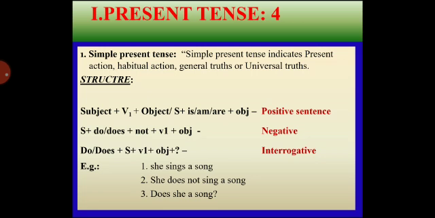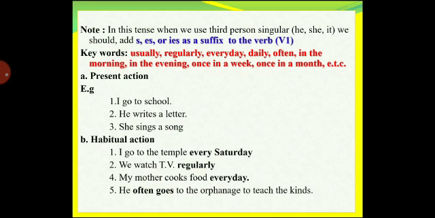Now, moving to the next slide. Here the third rule is the grammar rule. The first rule is the definition. The second is the structure of positive, negative, interrogative. The third is that in every tense you have to learn the grammar rules that we are supposed to follow without making mistakes. That is very, very important. So you have to remember these grammar rules.